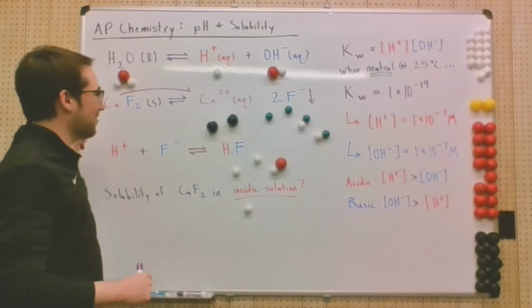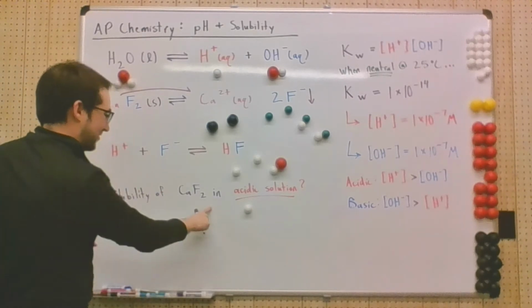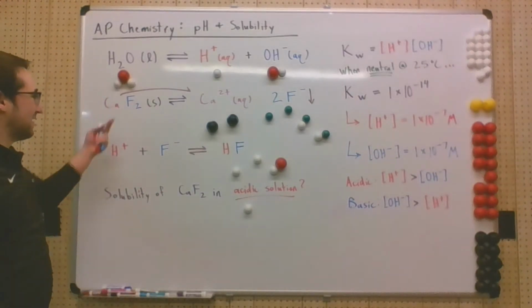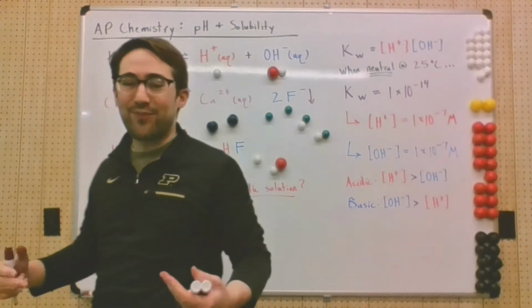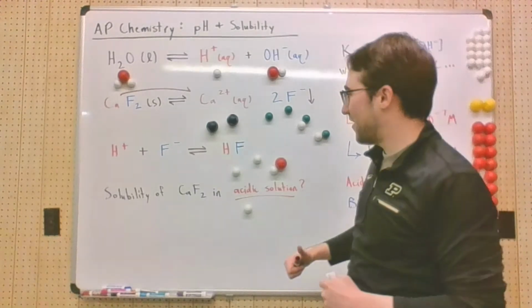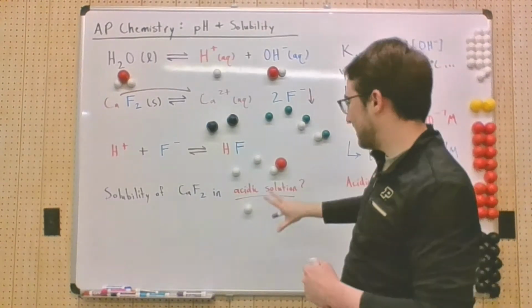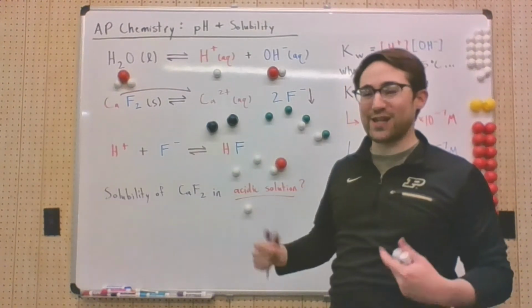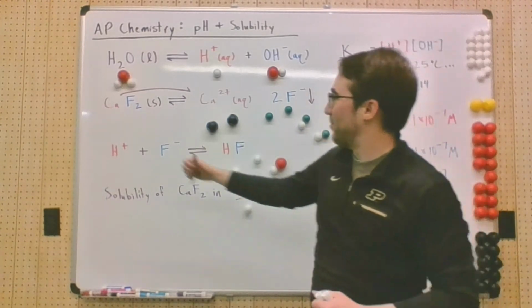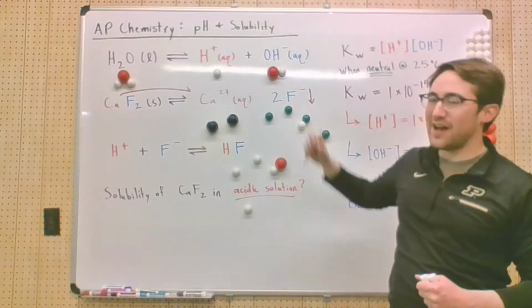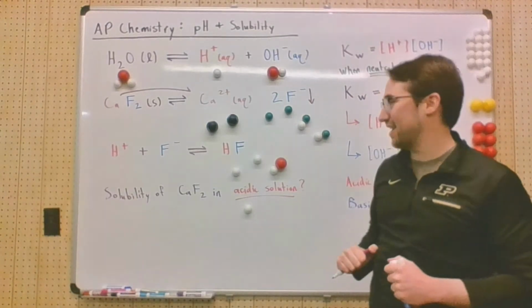Okay, so what does that mean in terms of solubility? Well, if I am making more ions with this, that means I'm dissolving more of my calcium fluoride. So my solubility is increasing in an acidic solution, where my H pluses extract my F minuses, and I wind up having to push the reaction more to make up for the fact that I've lost those F minuses.